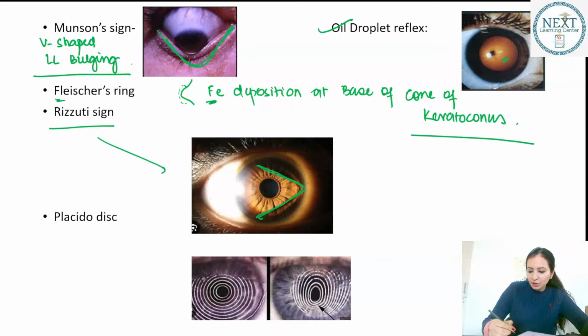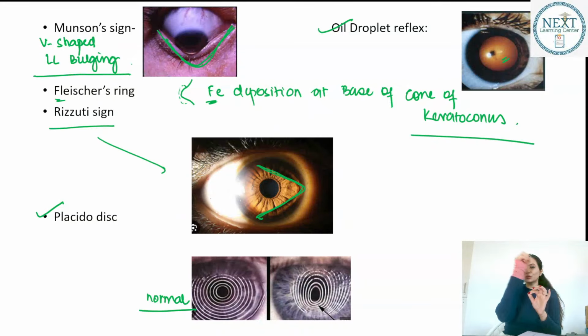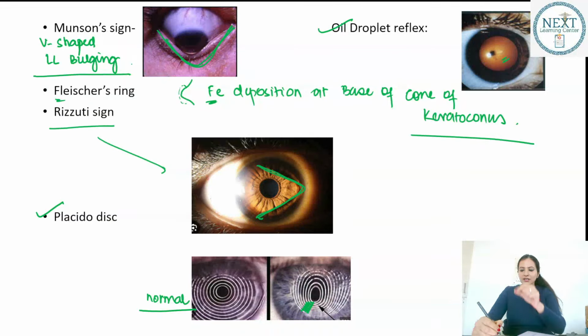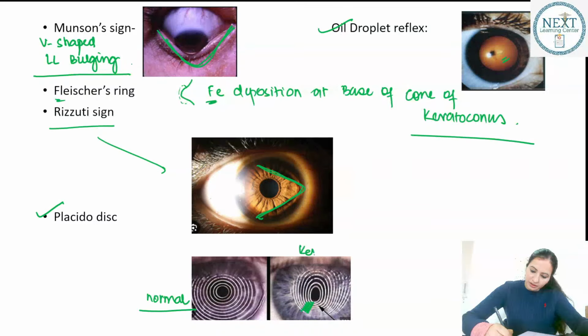Then you have Placido disc. I told you Placido disc is used for corneal topography, that means for looking at the external surface of the cornea. This is how the normal cornea looks. But in keratoconus, because of thinning, the corneal circles will be close to each other. This is a case of keratoconus.